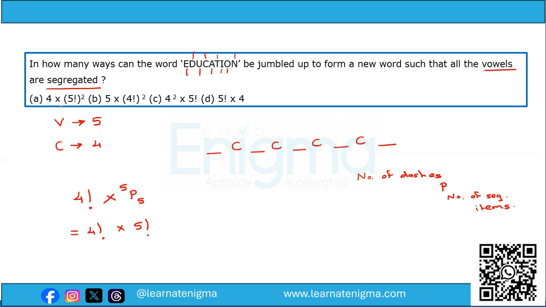Now there is no option which is exactly like 4 factorial into 5 factorial, but we can adjust it. 5 factorial, we can write it down as 5 into 4 factorial, and we have this 4 factorial. So now we can write this down as 5 into 4 factorial square. So that becomes our answer, option B.